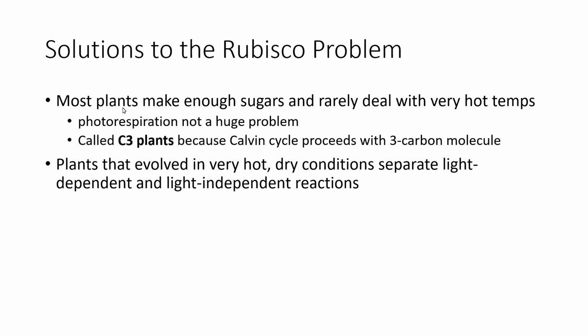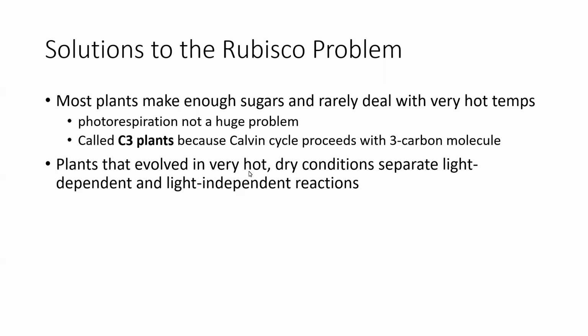All right. So most plants don't deal with hot and dry conditions very often. They make enough sugars that it's not a big deal, and they don't worry about it. This process, by the way, is called photorespiration, when Rubisco binds to oxygen instead of CO2. So most plants, we call them C3 plants because they make a 3-carbon sugar at the end of the Calvin cycle. Everything just proceeds normally. That's like 85 to 90% of plants on Earth, because 85 to 90% of plants on Earth didn't evolve in places like deserts, because deserts are super harsh, dry environments.